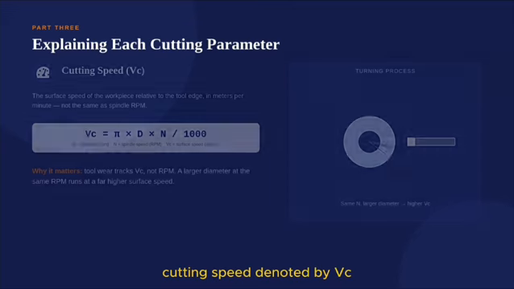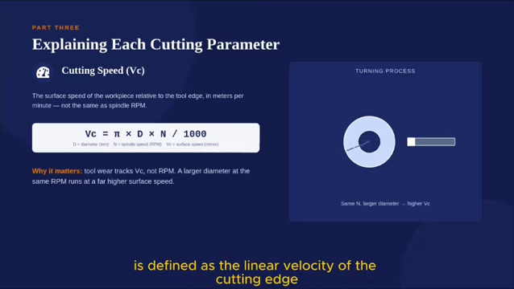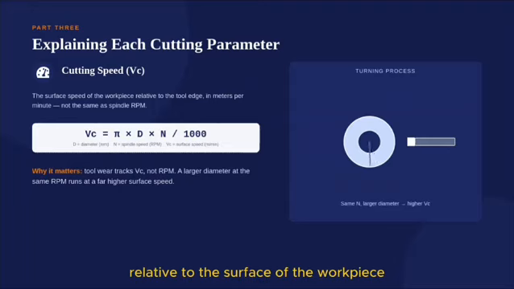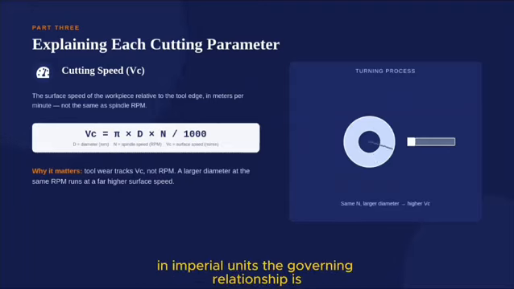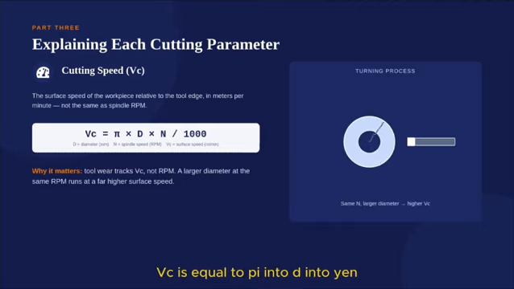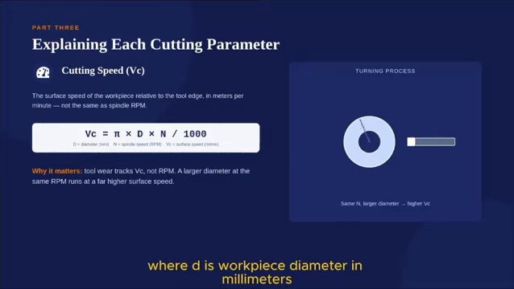Cutting speed, denoted by VC, is defined as the linear velocity of the cutting edge relative to the surface of the workpiece. It's expressed in meters per minute or surface feet per minute in imperial units. The governing relationship is VC is equal to pi into D into N divided by 1000, where D is workpiece diameter in millimeters and N is the spindle speed in revolutions per minute.